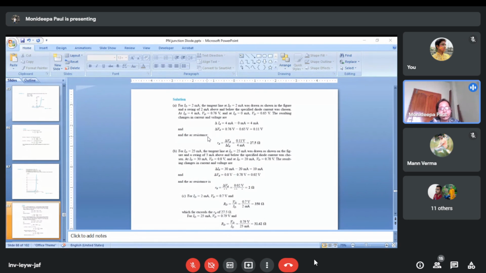So AC resistance is equal to del VD divided by del ID. So this is 27.5 ohm. Is it clear for everyone?